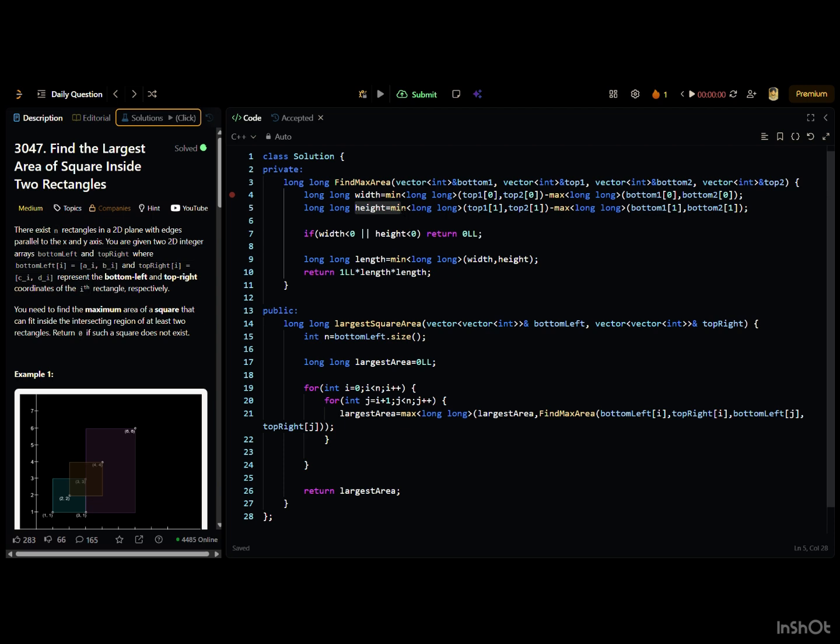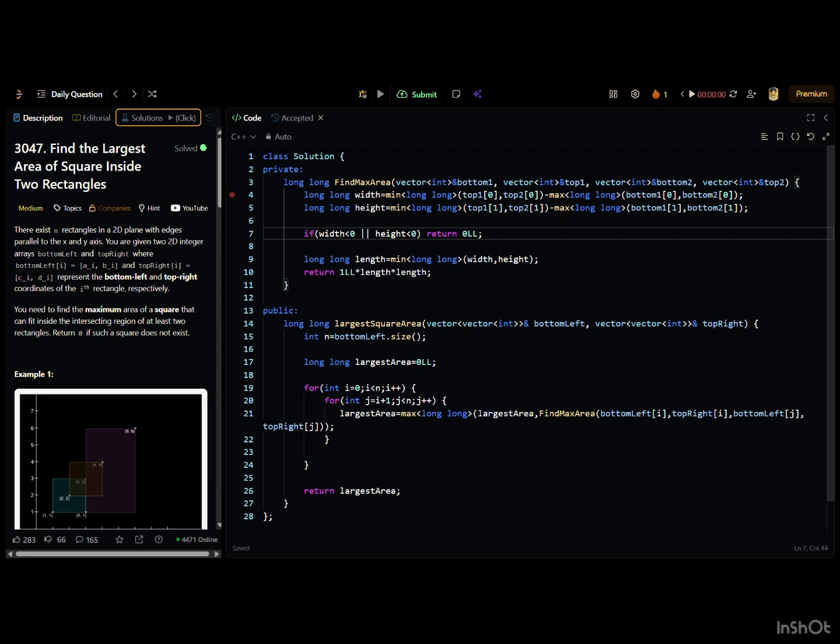So once width and height are found, we check: is the width less than 0 or the height less than 0? If any of that condition is satisfied, it means that there was no intersection between these two rectangles, and we simply return 0 for this scenario. For these two vectors for which we run our function find max area, because the intersection is not possible, it's not possible to form a square as well.